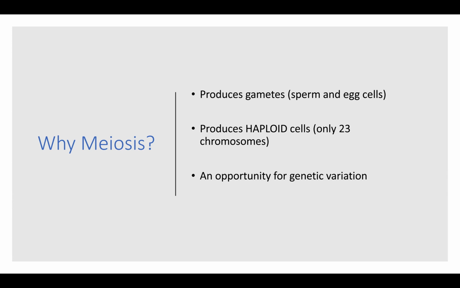Meiosis also produces haploid cells, okay? And all haploid means is half. So most of your cells in your body have 46 chromosomes, if you remember that. But meiosis produces cells with 23 chromosomes, okay? They only have half of the amount of genetic information. And the reason for that is when these sex cells combine, a sperm cell with 23 chromosomes and an egg cell with 23 chromosomes, they form a baby that has 46 chromosomes, okay?